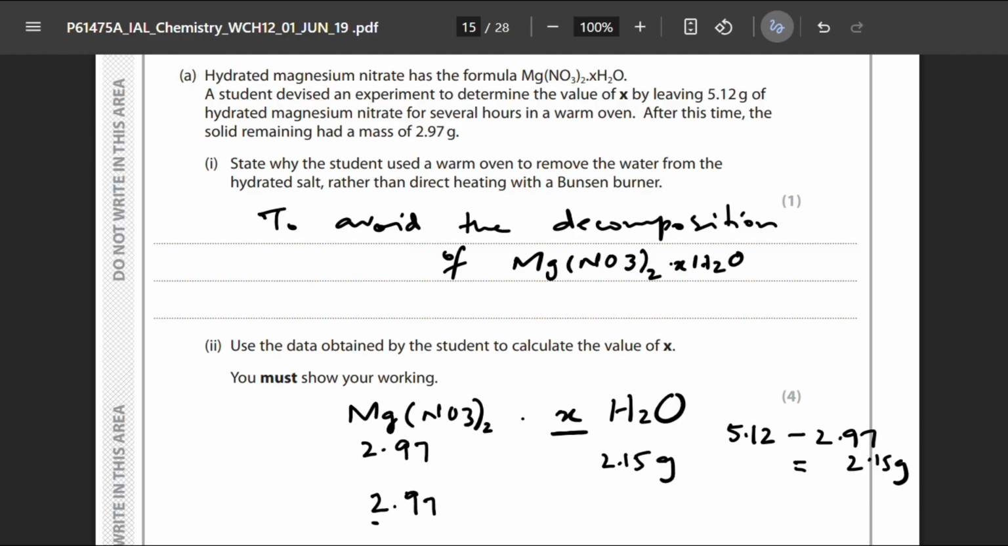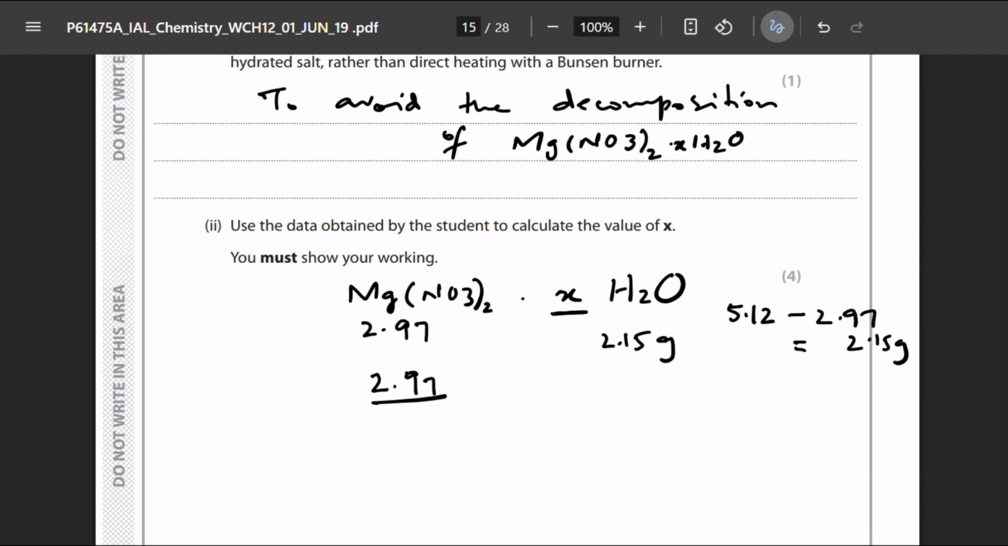So we divide the mass. In the next step, we divide the mass by the molar mass. The molar mass of magnesium nitrate is 148.3. The molar mass of water is 18. Now you get a ratio.